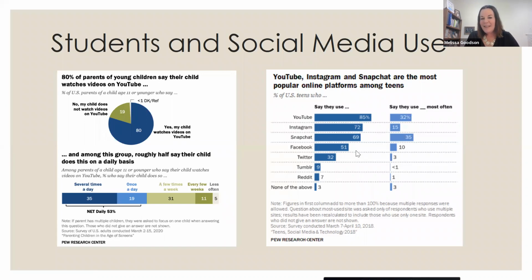Then we get to our teens. YouTube, Instagram, and Snapchat are the most popular online platforms among teens. My students who are 18 to 24-ish love Snapchat.